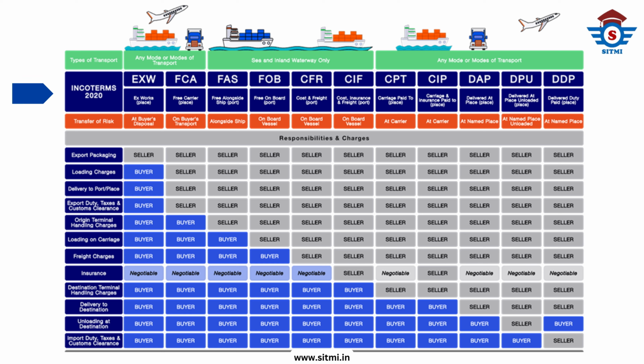The blue section in this chart displays the different types of Incoterms beginning from left to right. The green section shows the groups. This means which Incoterm is used in which mode of transportation.